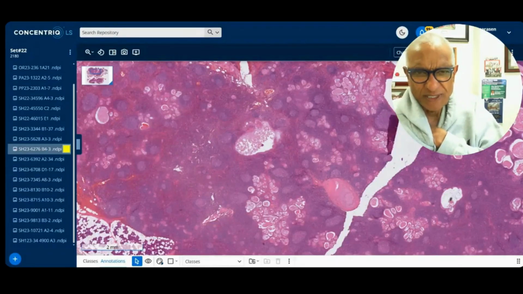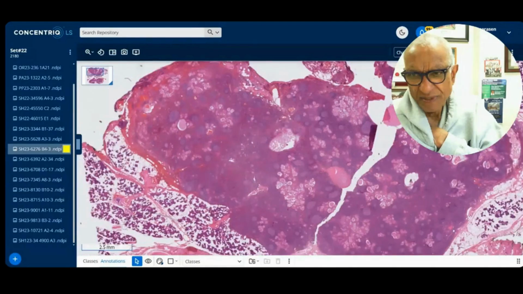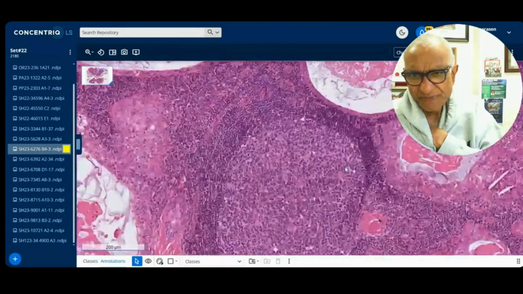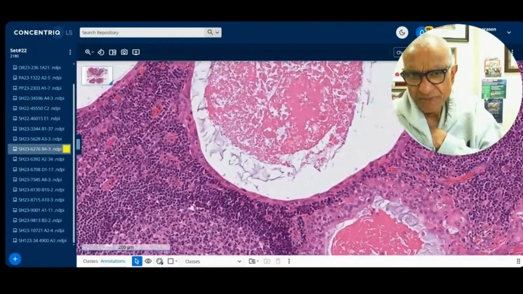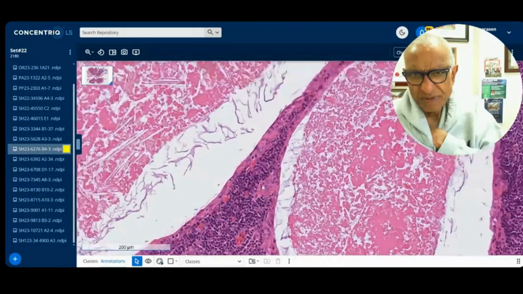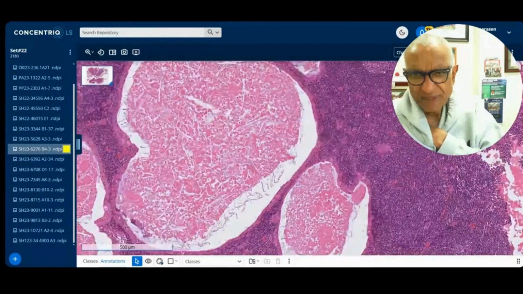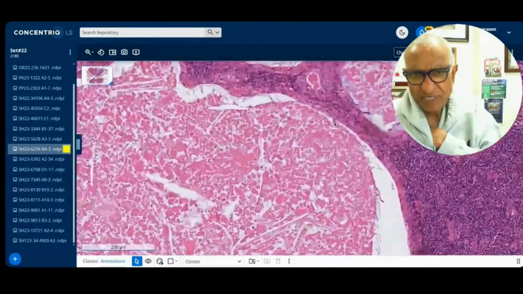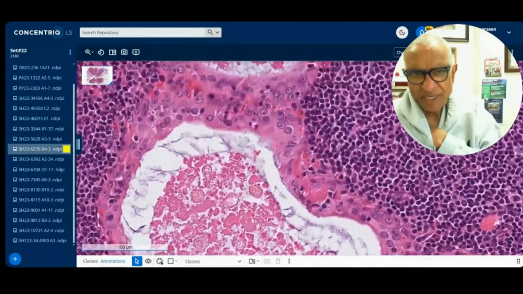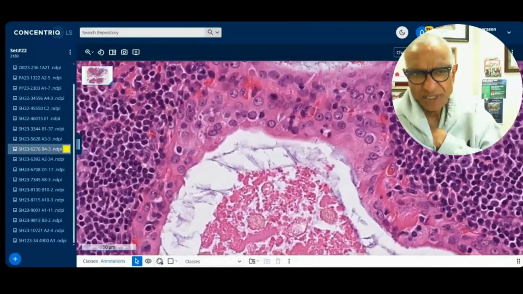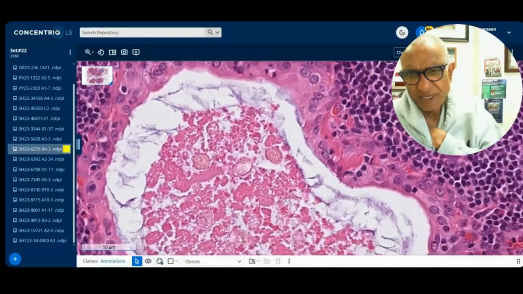Any other thoughts? Let's go back to the tumor whilst we're waiting for other thoughts. Here's some cystic areas here. Yeah, this has this eosinophilic material, eosinophilic debris. You can go down on high power here just to show you the cytology.